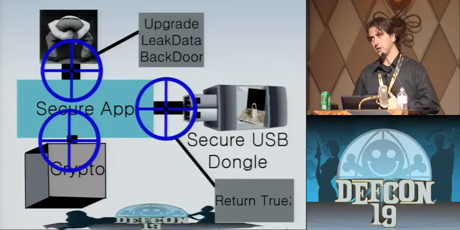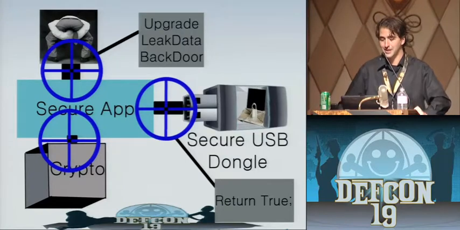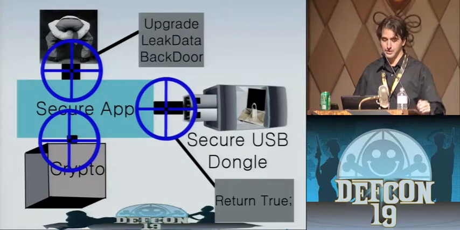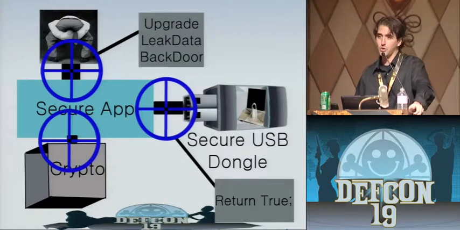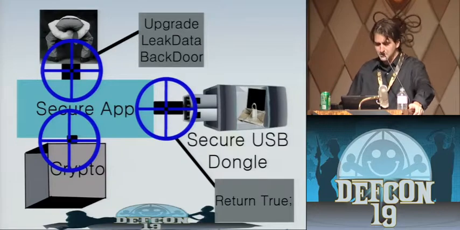That secure USB dongle, a lot of them use return true, which is really scary when you're showing an executive, here you go, here's your $30,000 dongle. And crypto, chop it off, replace it with your own, whatever you want.